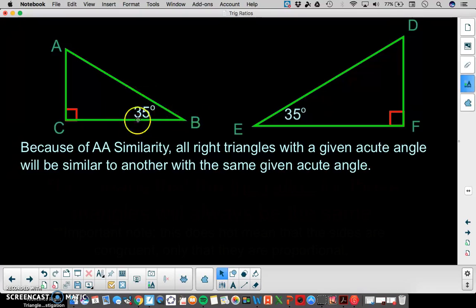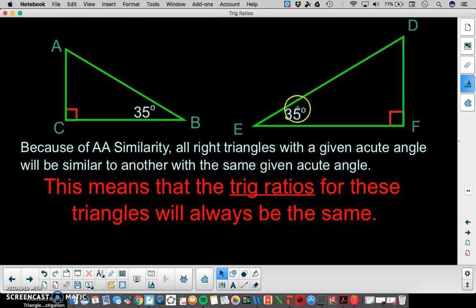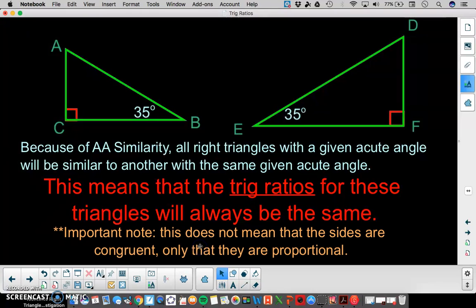Any set of right triangles with a known acute angle will be similar to another with that same given acute angle. So therefore, the trig ratios for those triangles will always be the same because those sides are then proportional because the triangles are similar. Now, it's important to note, this does not mean that the sides are congruent, only that they are proportional. That the ratios are what will be equal. So AB over BC will be congruent to DE over EF, for example.